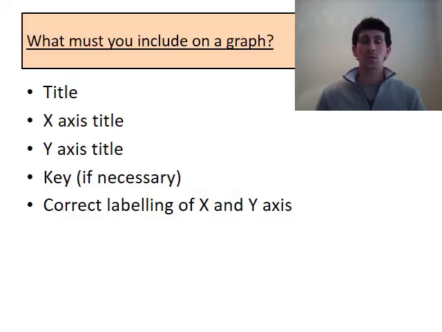So what must we include on every graph that we do? We must have a title. Your title must have the independent or dependent variables or covariables on it. You must be able to explain what the graph is actually showing. You must label your x-axis. You must label your y-axis. You will have to put a key in if you're using a key. If you don't need a key for that graph, you don't have to put it in. And also, you've got to correctly label and scale both of your axes. If you don't, you're going to be dropping very, very easy marks.